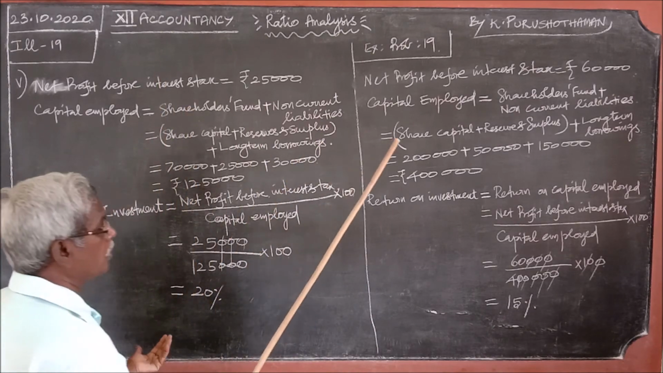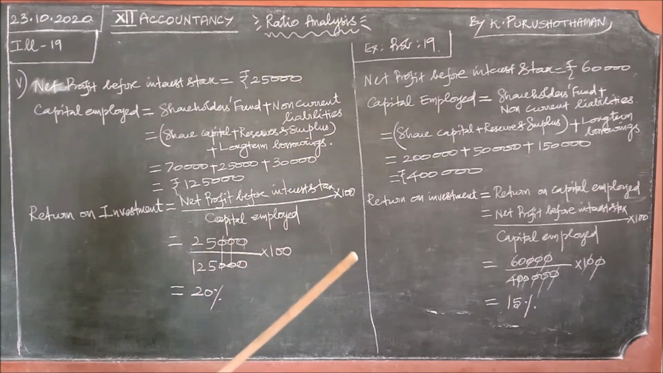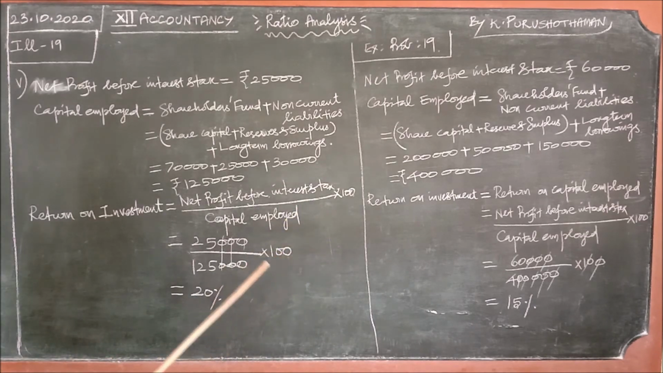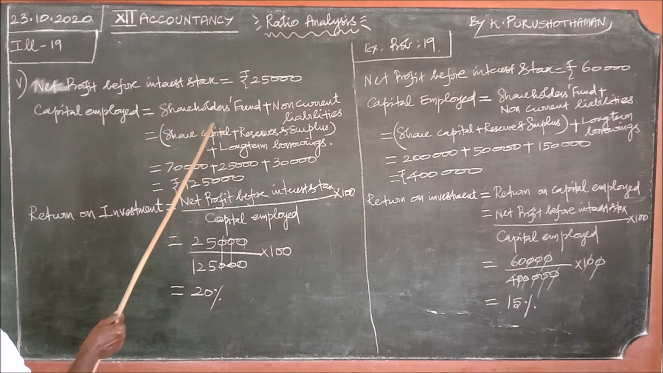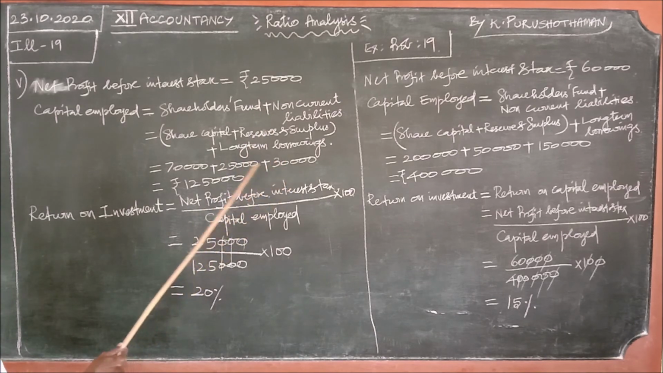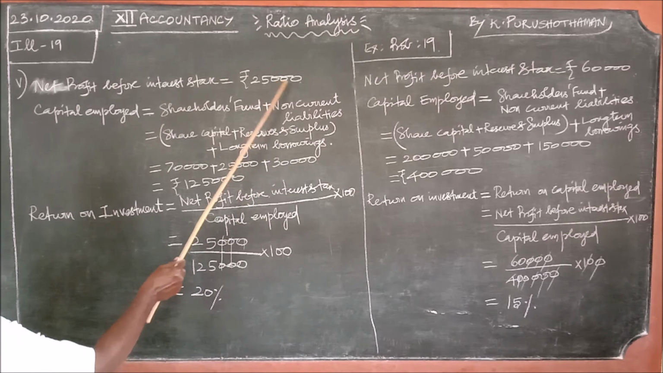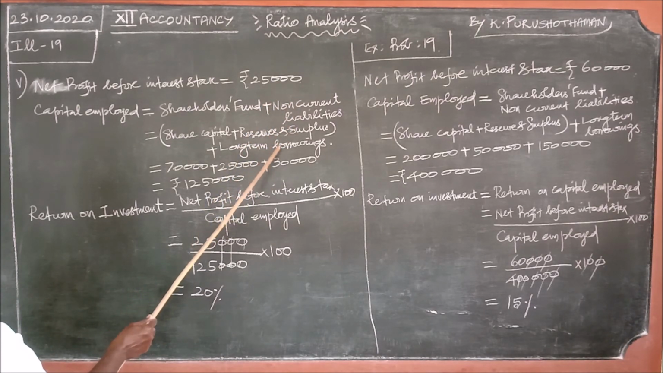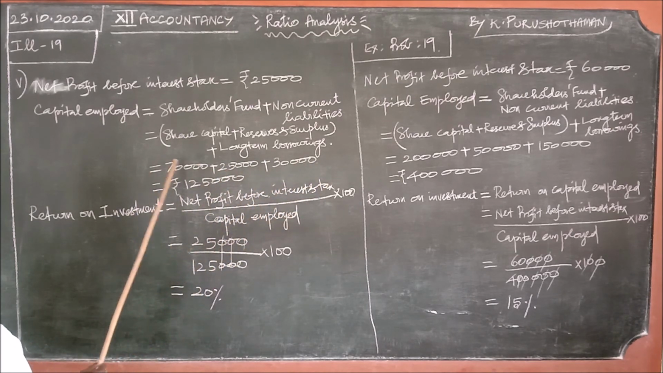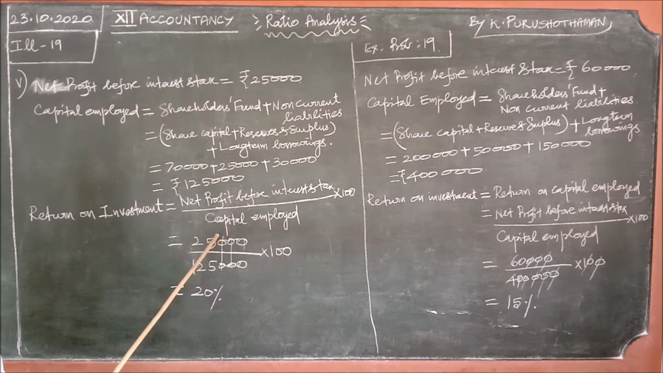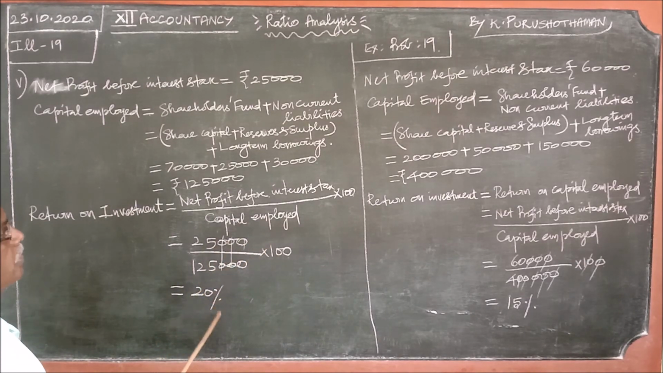Shareholders fund includes all types of shares, preference shares, equity shares, whatever it is. But here only share capital is given, plus reserves and surplus. Then long-term borrowings, the only non-current liability, is also given here. Therefore, if you add these three, you will get 1,25,000. Numerator and denominator, we can simplify: 25 by 125, 1 by 5 into 100, that is 20%.